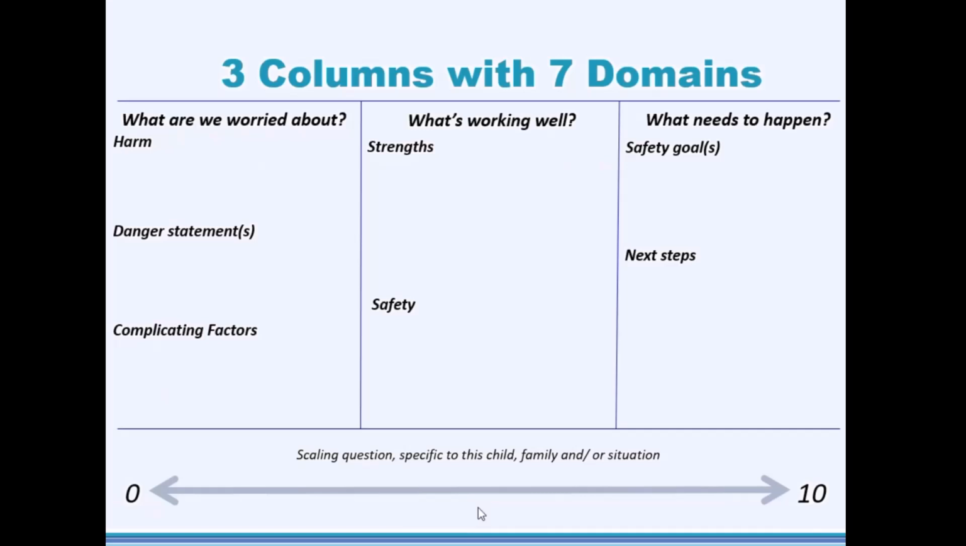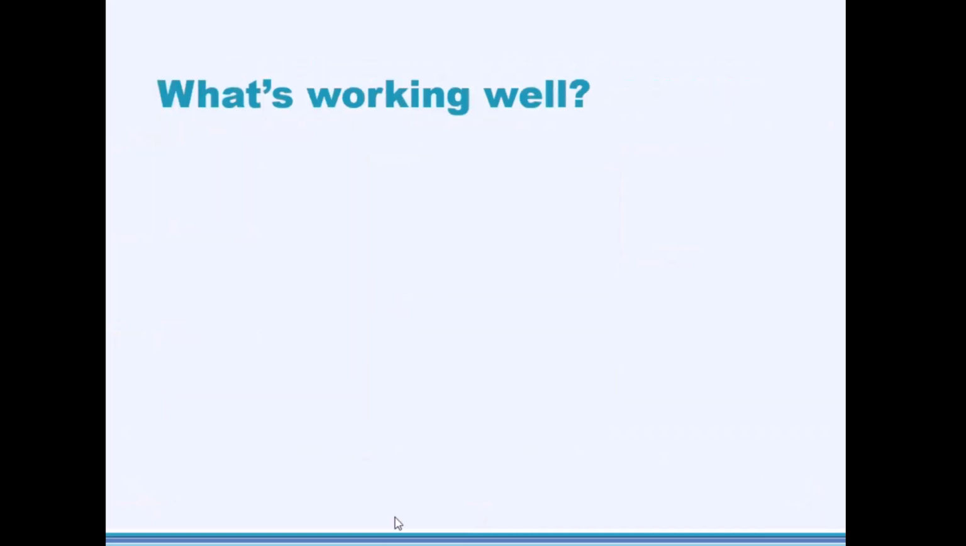What I should say before we go into the 3 columns is that the language changes ever so slightly depending on where you're using this. So in Family Solutions, for example, you wouldn't say harm, you would say well-being concerns. So just slightly tweaks. Danger statements and safety goals are covered more extensively in another video, if you're interested. We're going to predominantly look at the 3 columns and look at differentiating harm, complicating factors, strengths and safety within this video. So we're going to start this video in what's working well.